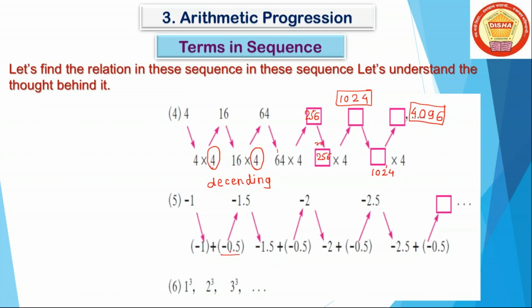Means negative 1 plus negative 0.5 is equal to negative 1.5. Negative 1.5 plus again negative 0.5 is equal to negative 2 and so on. Okay, see that negative 2.5 plus negative 0.5. Then one empty box is given. Here we add T4 plus negative 0.5, and that addition is equal to negative 3. Means again in the fifth example, we added negative 0.5. Okay. Then see again, the sixth example is given.